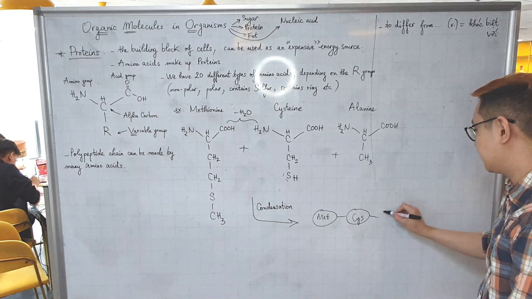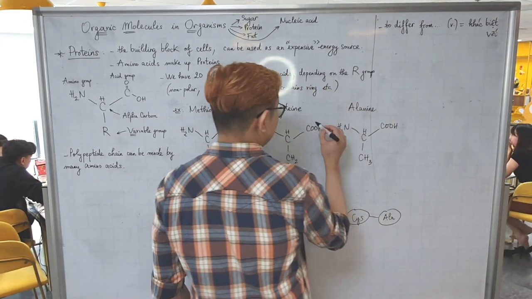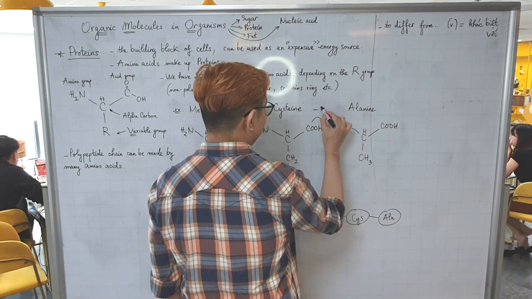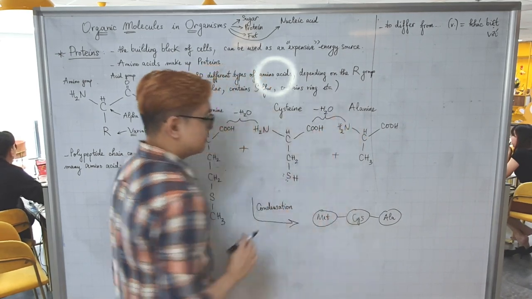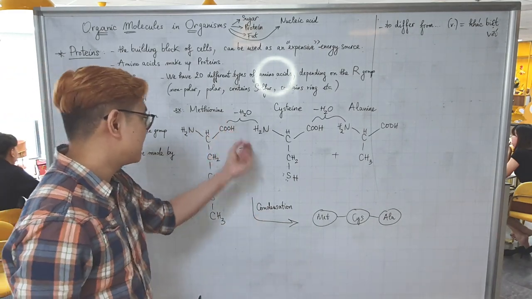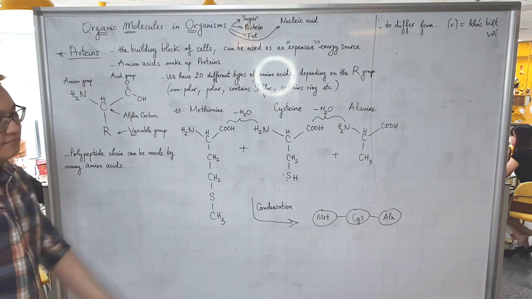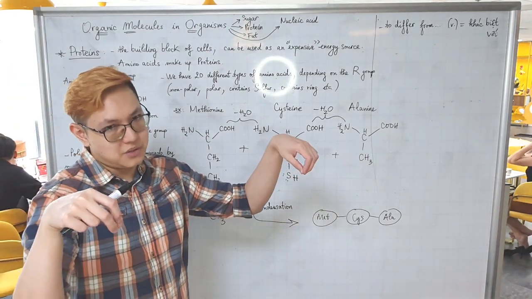Then we should have something here as well, allyl. You know? And then just lose water here. They just lose water and they bind together like this. So we have strings of polypeptide chain.